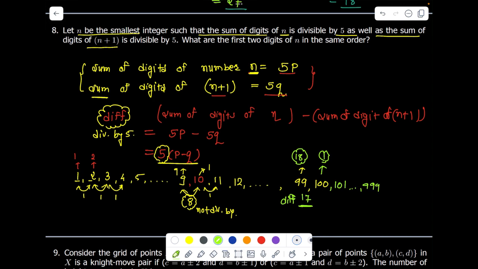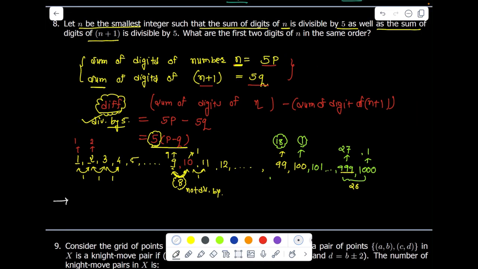Again, if I go from 2 digit to 3 digit, 101 till 999 the difference is 1, but when you jump from 999 to 1000, the difference is different. 9 threes are 27 and this difference is 1. Sum of digits is 1 and the difference is 26. So now you have to think of such a number such that the difference is divisible by 5.